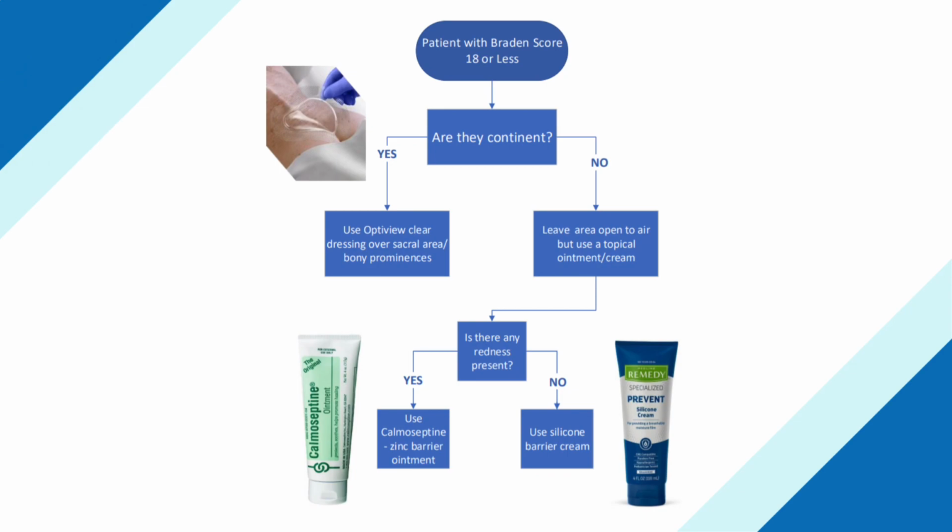Let's review our algorithm. If a patient has a Braden score of 18 or lower, we are going to see if they are continent. If they are continent, we will place an Optiview clear dressing over their sacral area and document it in ACIT. If they are not continent, we will use a cream. If there is redness present, we will use camelseptine. If there is no redness present, we will use a silicone barrier cream. The creams can be documented as you document continence.